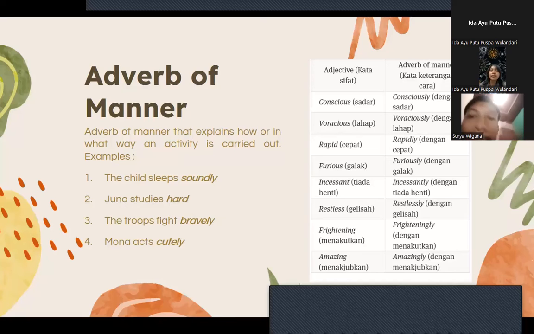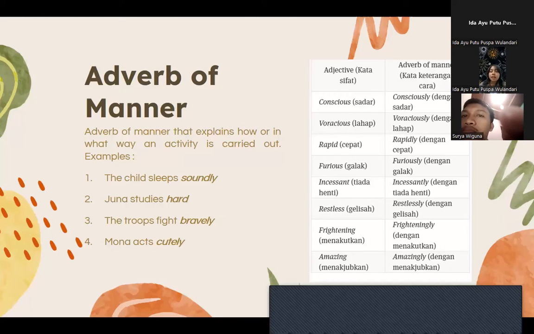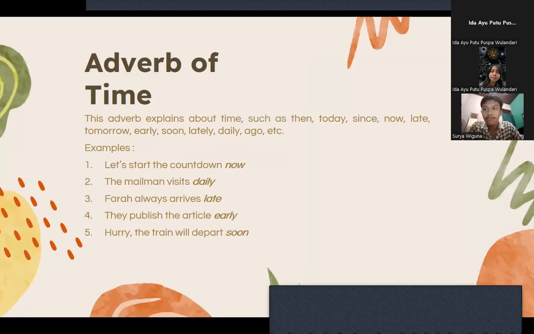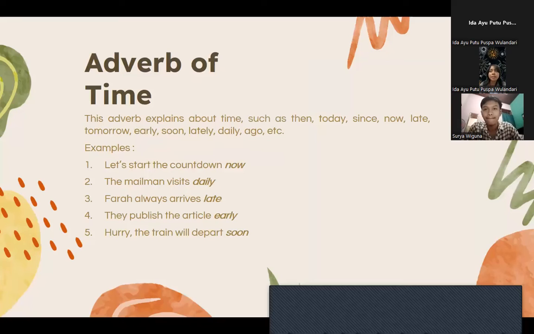As you can see on the slide, there is a table that explains the adjective and also the adverb of manner. So, from the adjective, for example, conscious, the adverb is in bahasa what we call menjelaskan adjective tersebut. For example, consciously, dengan sadar. Okay, the next is adverb of time. This adverb explains about time, such as then, today, since, now, late, tomorrow, early, soon, lately, daily, ago, and etc.